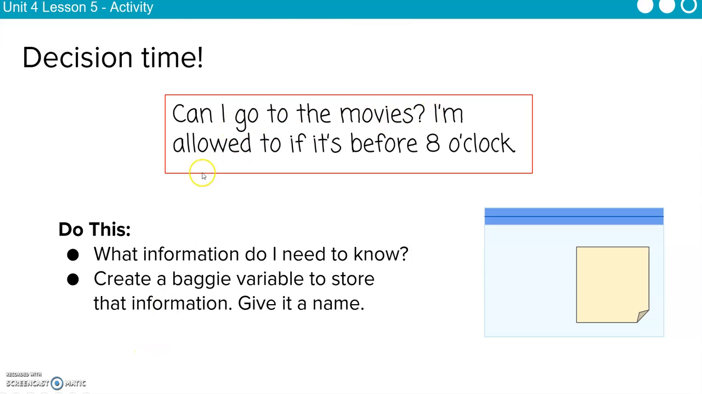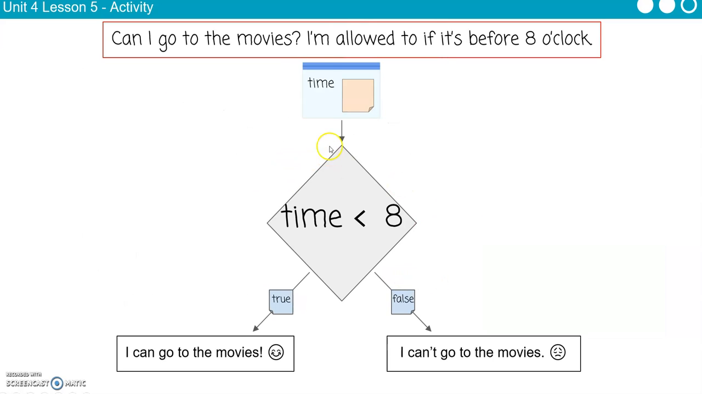Can I go to the movies? I'm allowed to go if it's before 8, so we need to know the time. We can put a variable called time, and then we could put it in. So we can have this kind of flow chart here, where if we put the value in, we can evaluate it. If it's true, we can go to the movies in this case, and if it's false, we can't go to the movies. I don't think we can go to the movies at all at the moment.